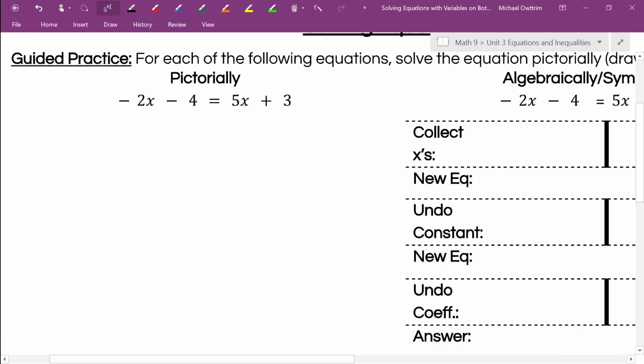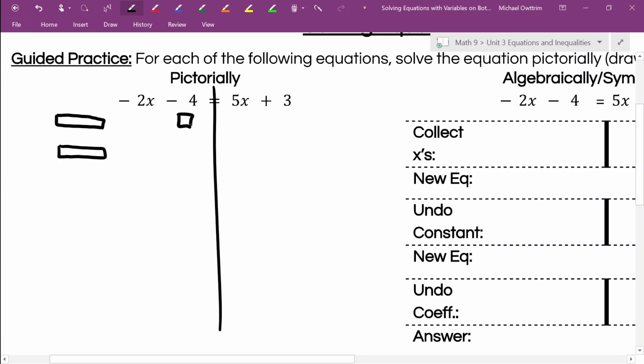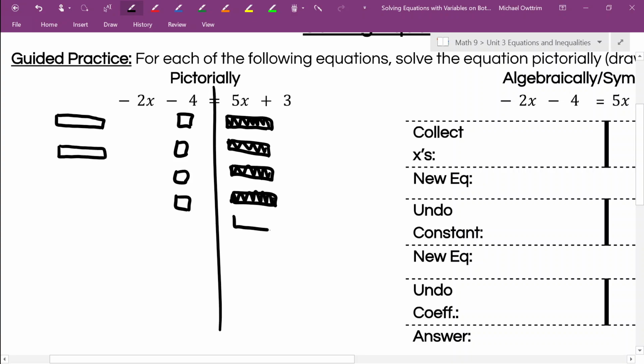We need to model the equation negative 2x minus 4 is equal to 5x plus 3. So let's start with our wall at our equal sign. We've got two negative x's, so two long, skinny, unshaded rectangles, since they're negative and they're variable tiles. Then we also have four negative constants, so four unshaded squares. On the other side of the wall, we've got our five positive x's, so five shaded long skinny rectangles. And we also have our three positive constants, so our three shaded squares.